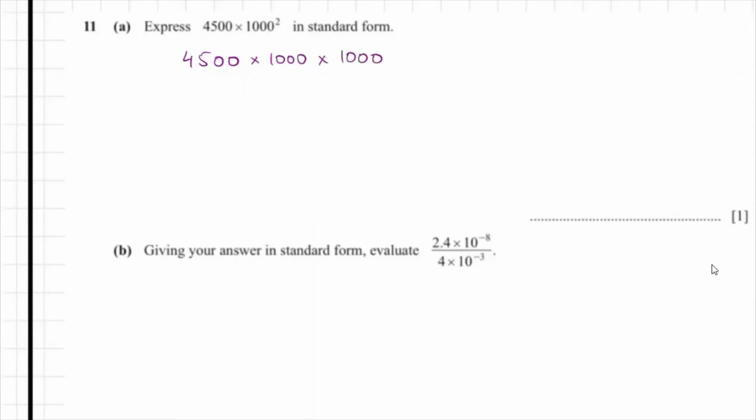How many zeros in all? 2, 3, and 3 more. So we have 8 zeros in all. 1, 2, 3, 4, 5, 6, 7, 8. Now let's start jumping. 1, 2, 3, 4, 5, 6, 7, 8, 9. So 4.5 times 10 to the power of 9 is your answer.